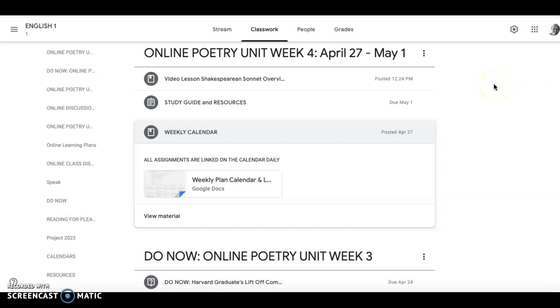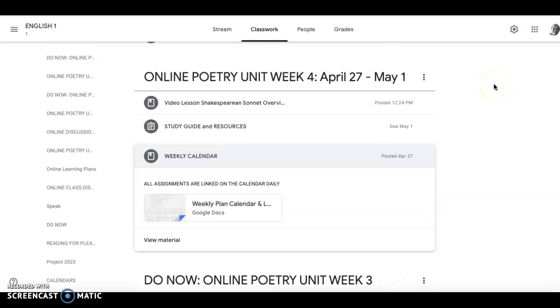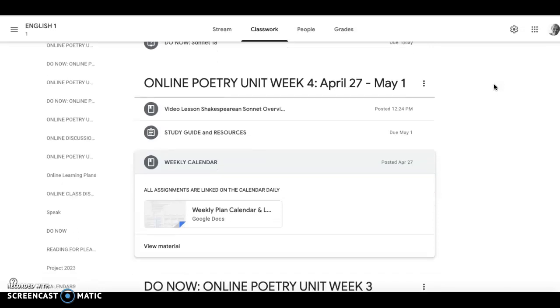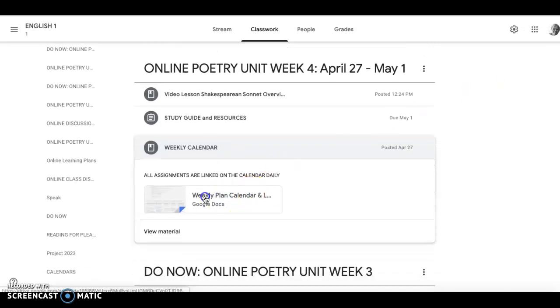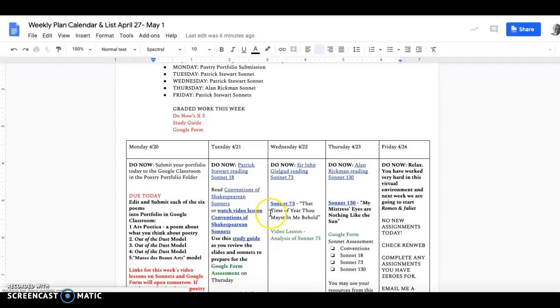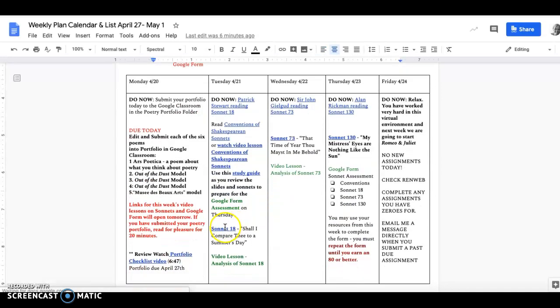This lesson is Shakespeare's Sonnet 18, and if you did today's Do Now activity, you've already heard Patrick Stewart recite the sonnet. But now we're going to access the text of the sonnet, and I'm going to walk you through trying to make sense of its meaning.